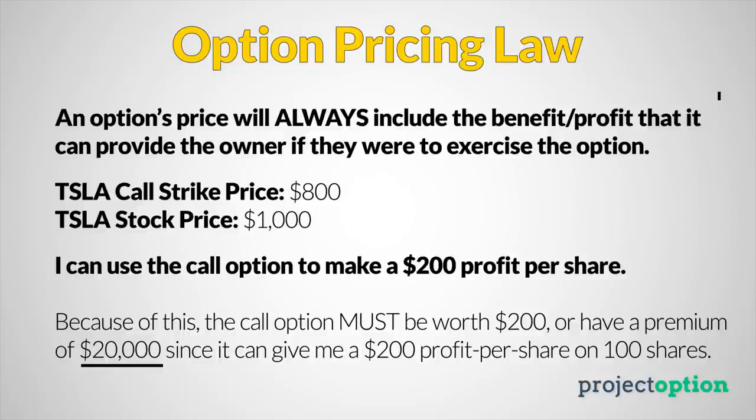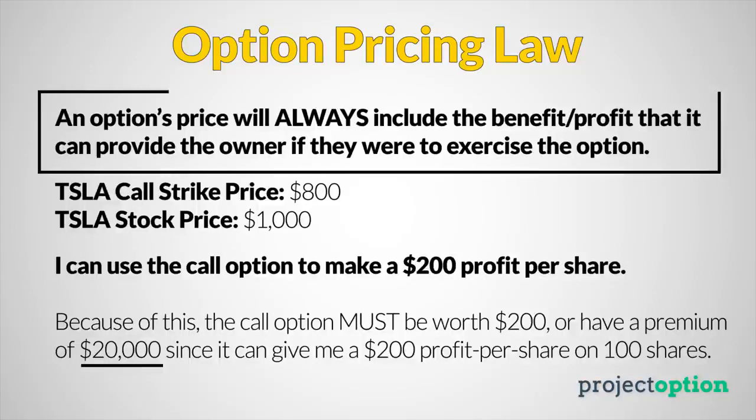Now, it's a law that an option has to be worth at least the benefit that it can provide the owner. And by benefit, I mean if I exercise the option to buy 100 shares of stock at 800 and the stock price is currently at 1,000, the benefit or the profit that I could make by doing so is $200 per share. And that means that the call option's price must be worth $200 or more.